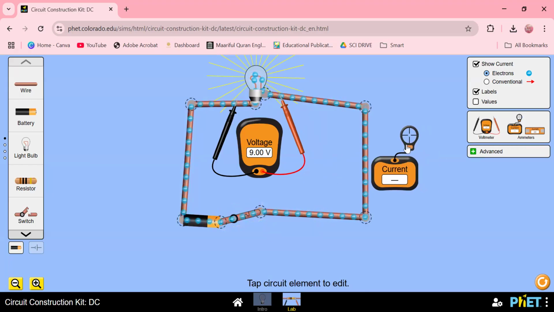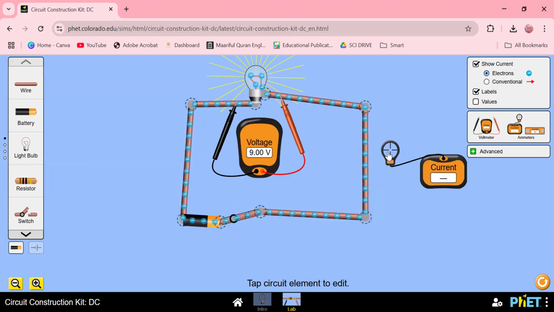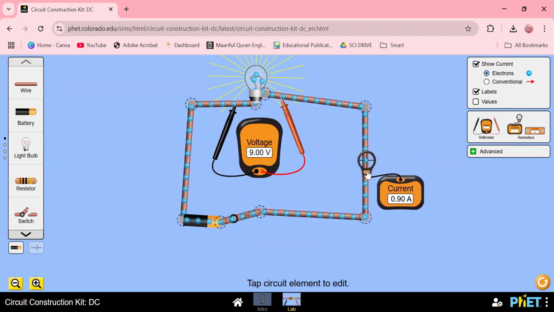Now the ammeter. If you want to check the current, Puta, how do you think you're supposed to connect it? You're supposed to connect it in series form. Can you see I just connected it right here? So how much current is passing through this? It is 0.9 ampere. So you can measure the voltage of the battery.